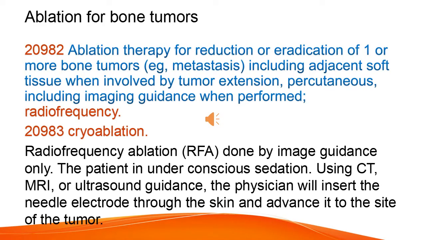Ablation for bone tumors. Ablation therapy for reduction or eradication of one or more bone tumors, e.g., metastasis, including adjacent soft tissue when involved by tumor extension, percutaneous, including imaging guidance when performed, radiofrequency. Cryoablation. Radiofrequency ablation, RFA, done by image guidance only. The patient is under conscious sedation. Using CT, MRI, or ultrasound guidance, the physician will insert the needle electrode through the skin and advance it to the site of the tumor.